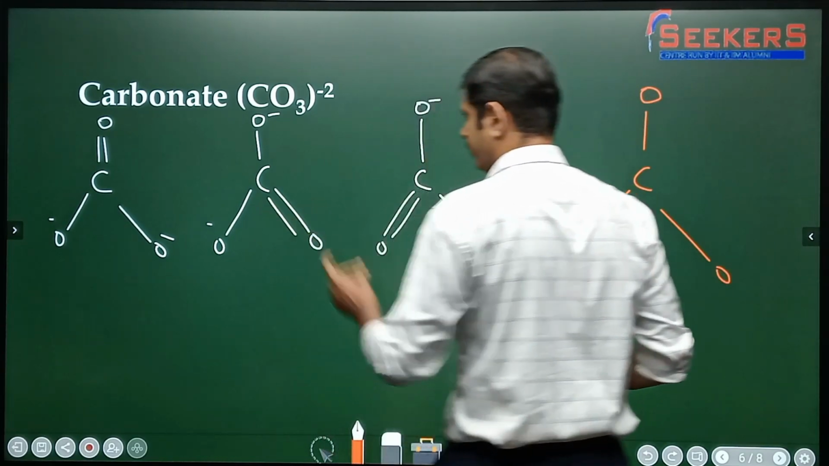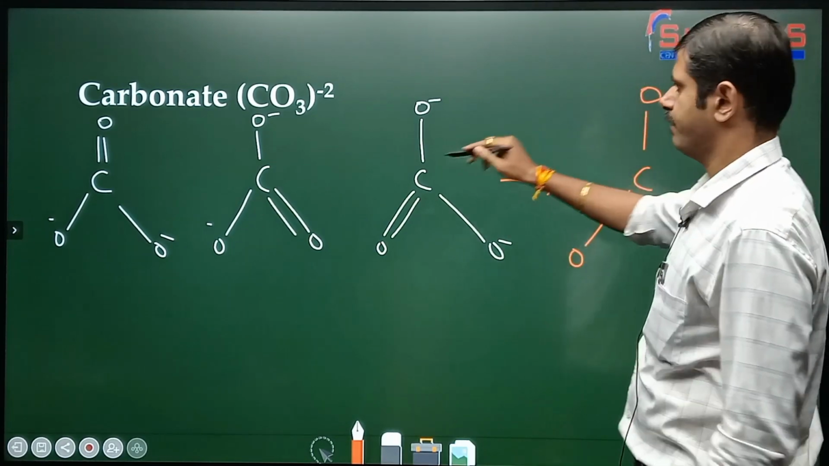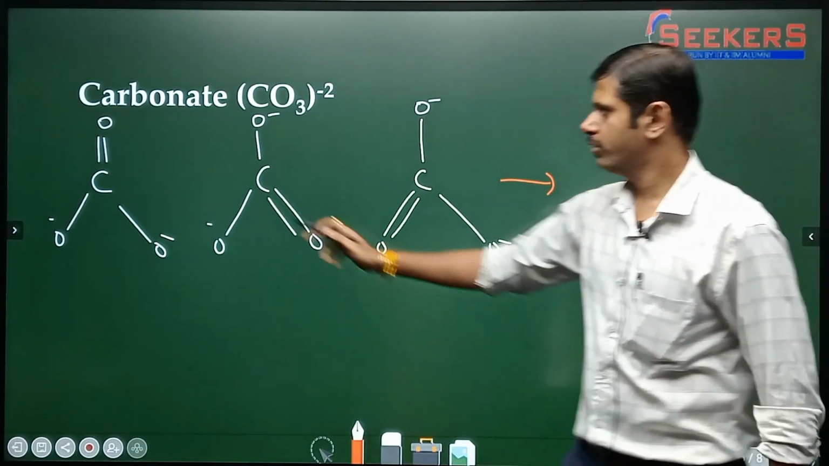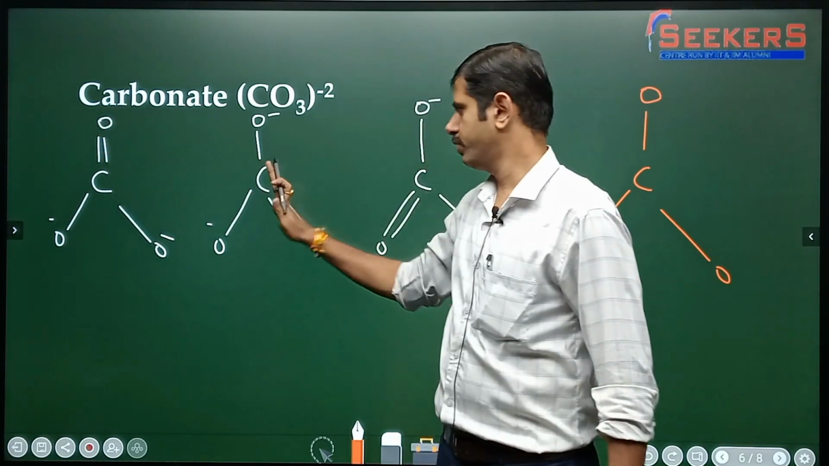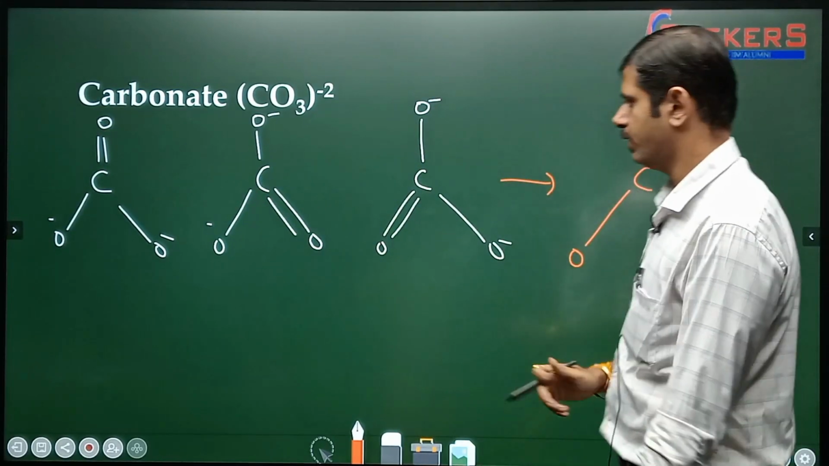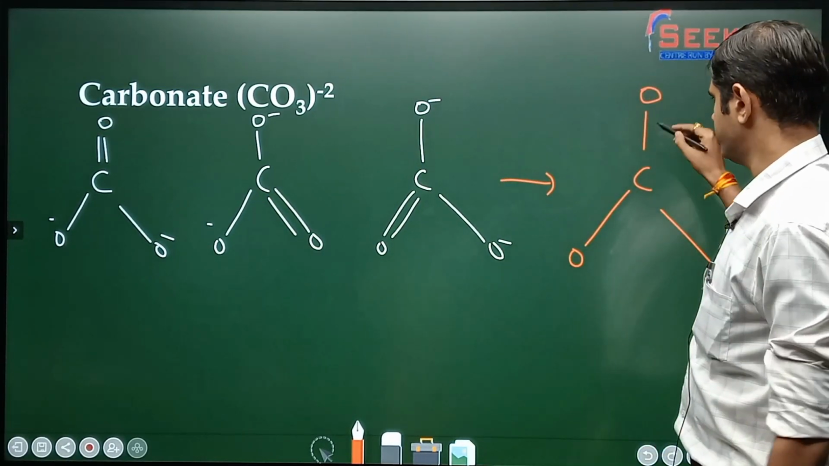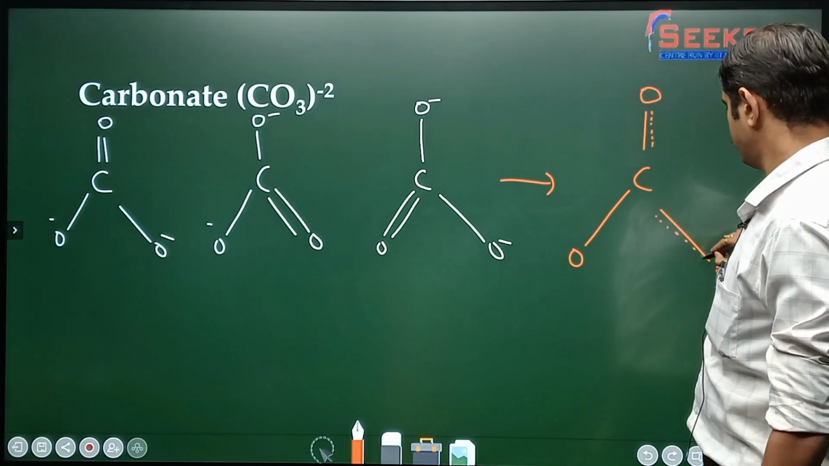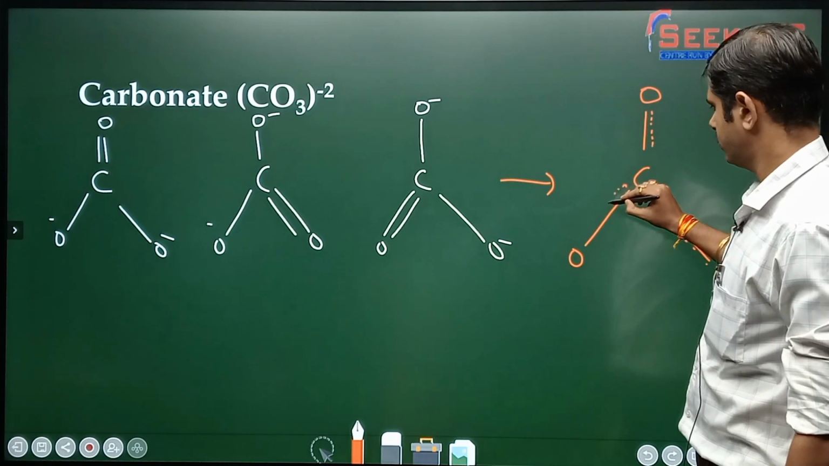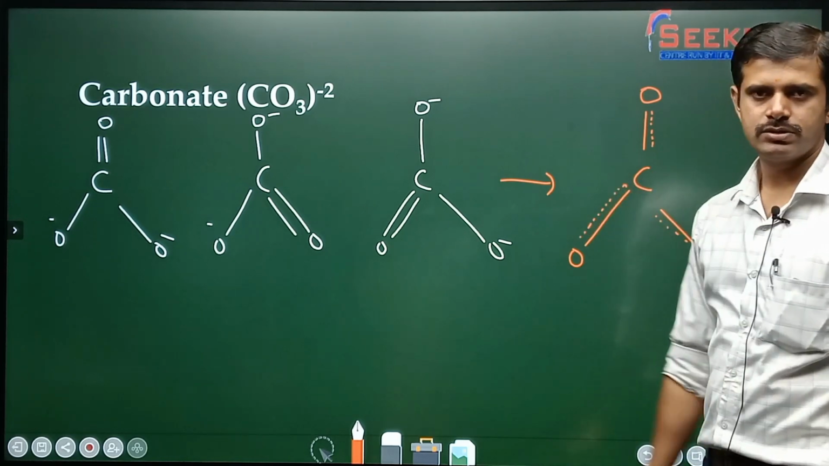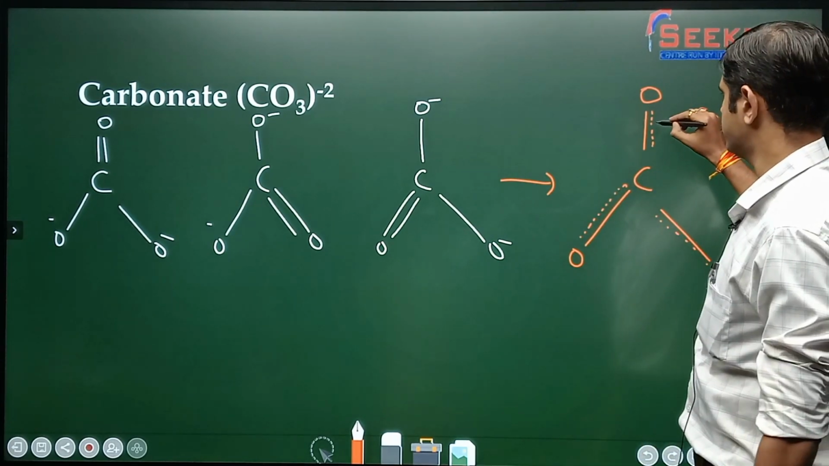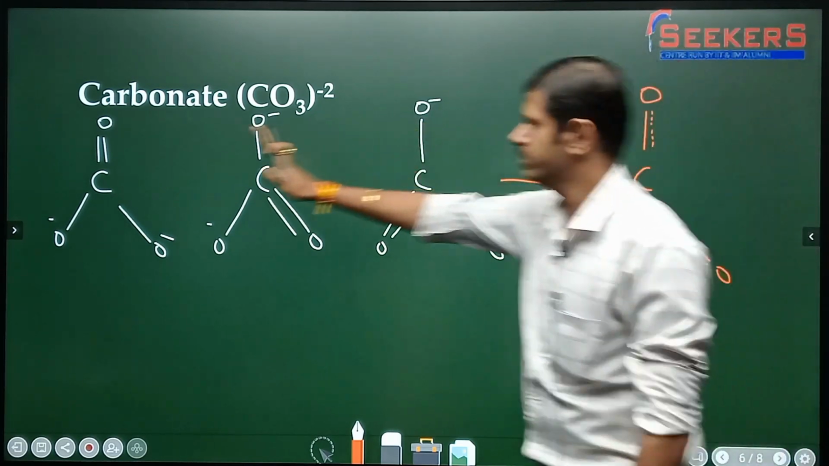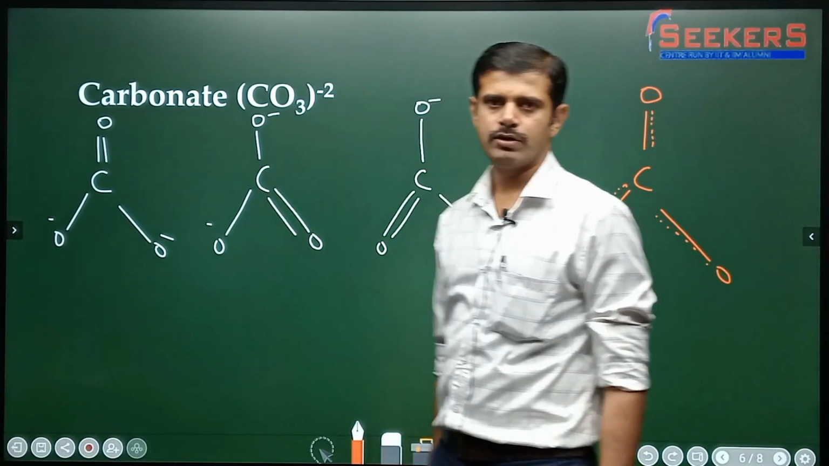We'll write all the things which are common. Now what happens here? See, what is not common? This double bond is getting shifted from here to here to here. So what will happen? We'll give a partial double bond to this carbon-oxygen, and this carbon-oxygen. What is this partial bond? This partial bond is nothing. See, one bond is being shared between 3 locations.